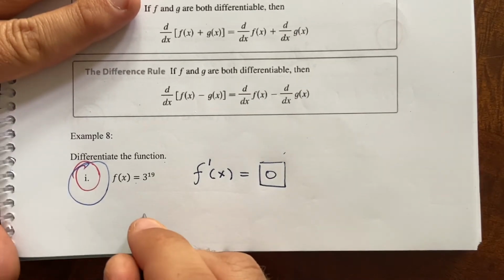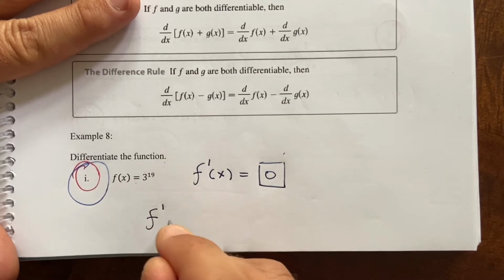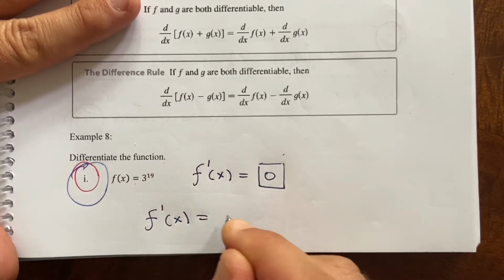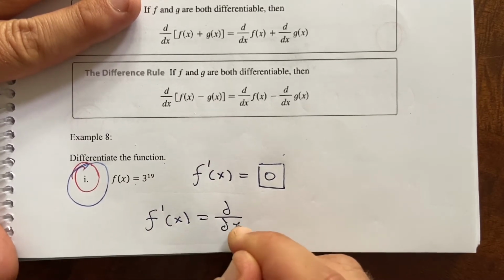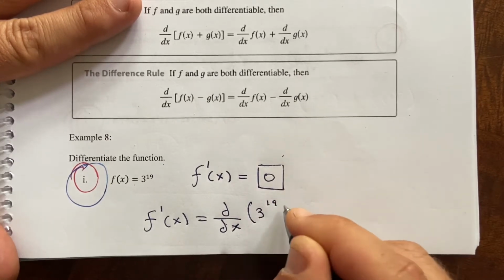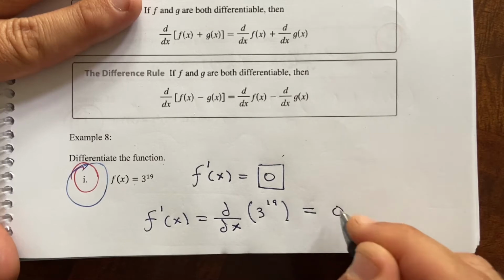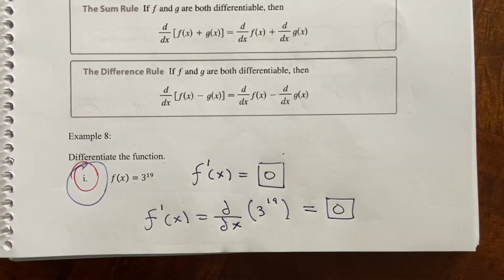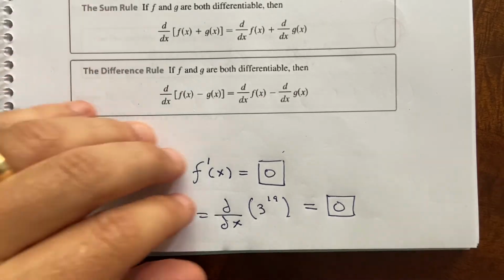If you wanted to show a little more work, you could say f prime of x equals this derivative of 3 to the 19th. And then you could say, okay, now that's 0. All right, next page. Part 2, page 35.